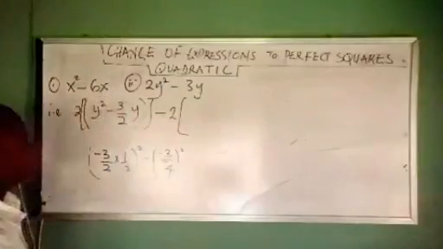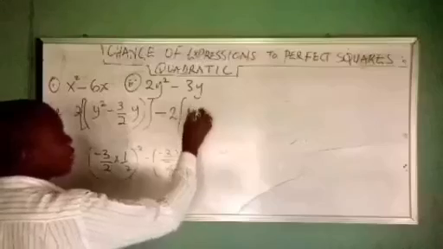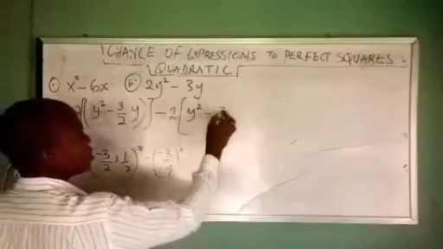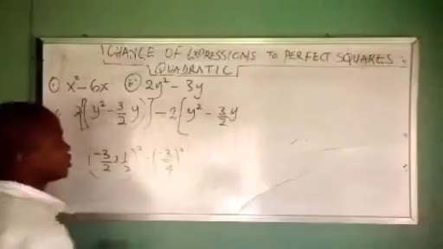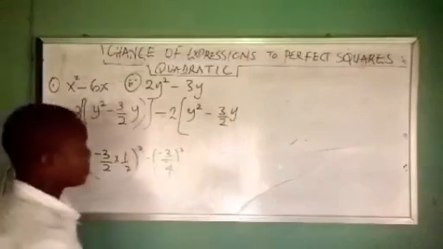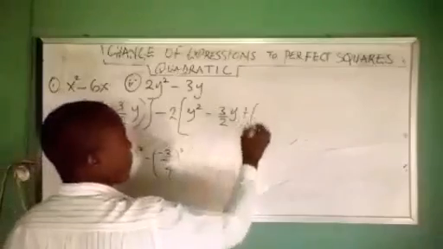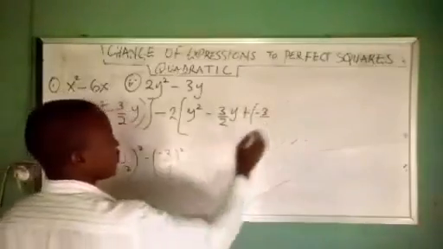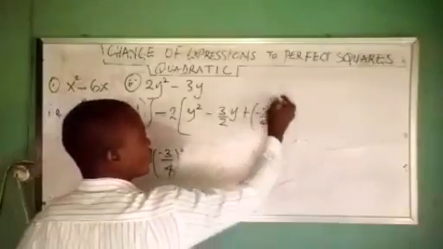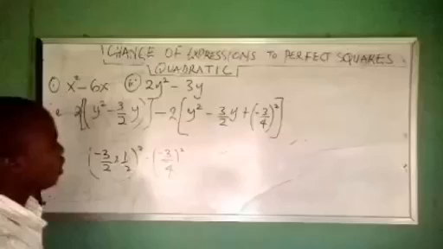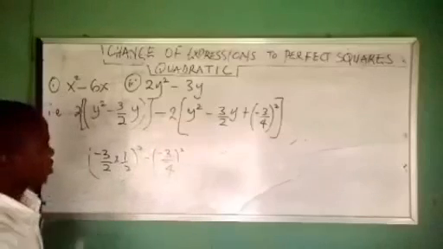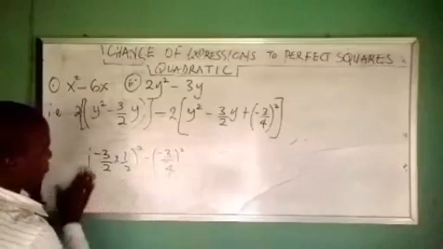Back to the expression. So therefore, we have y squared minus 3 over 2y plus minus 3 over 4 all square. Minus 3 over 4 all square. Are you getting it? So I'd like to clean this one.